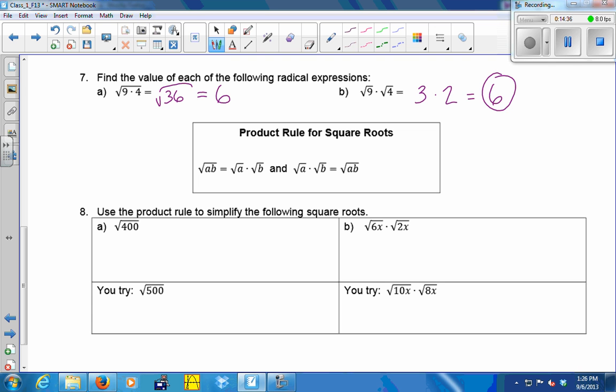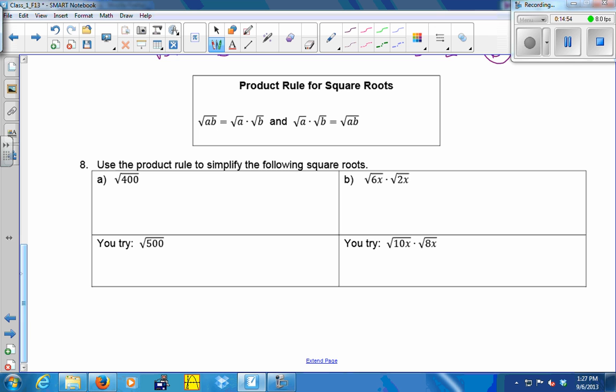If you want to do the square root of a product, you can break it into the product of 2 different square roots. And you can go the other way. If you have the product of 2 square roots, you can put them together into 1 square root. Do whichever way makes things easier for you. So for example, I want to do the square root of 400. I don't know what the square root of 400 is off the top of my head. So I'm going to break 400 into the product of two numbers I do know the square roots of.